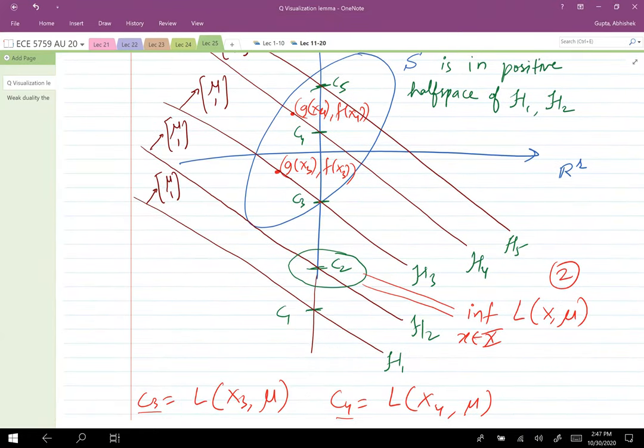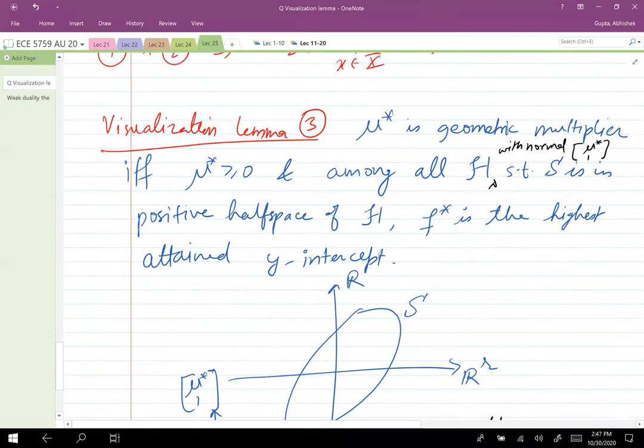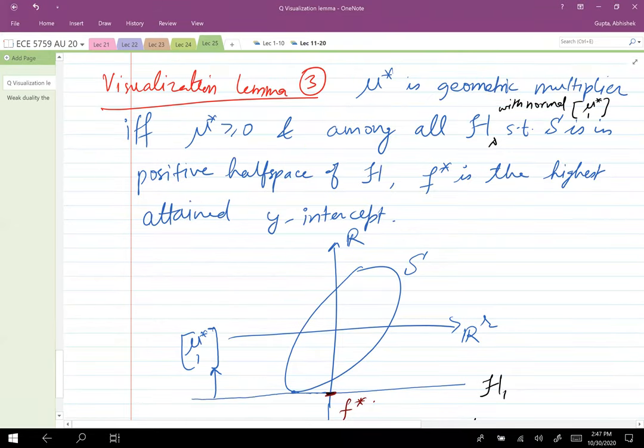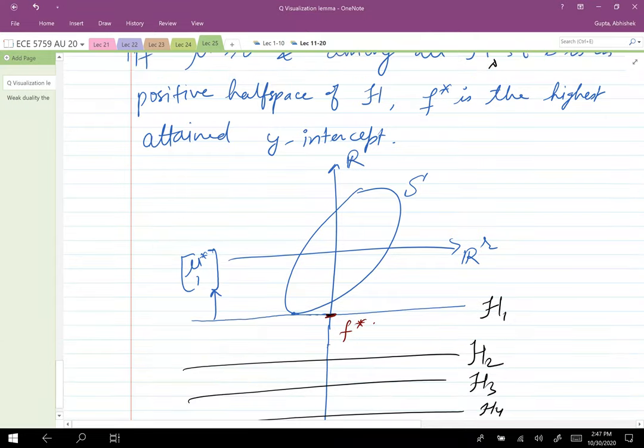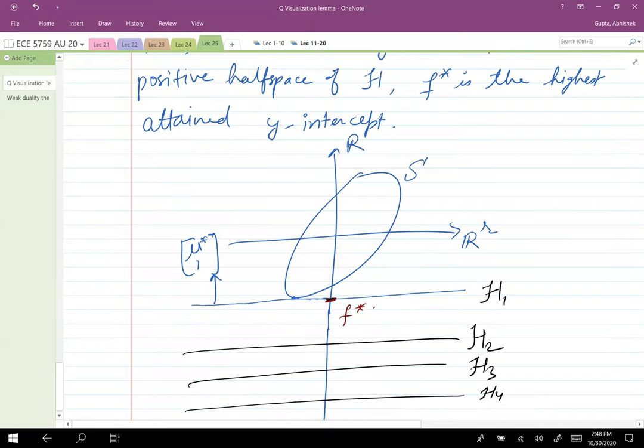So lemma 2 is the maximum intercept of all the hyperplanes that are below the set S. Yes. So this is the highest attained intercept. C2 is the highest attained intercept among all the hyperplanes that are below S but have a normal (mu, 1). Now, lemma 3 is saying that now let's pick mu to be mu star. So now I'm picking a very specific mu star, which is the geometric multiplier for that problem. Then this lemma is saying that the highest intercept is actually equal to f star.